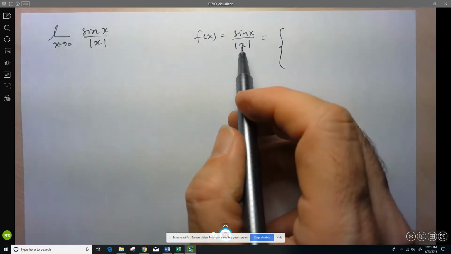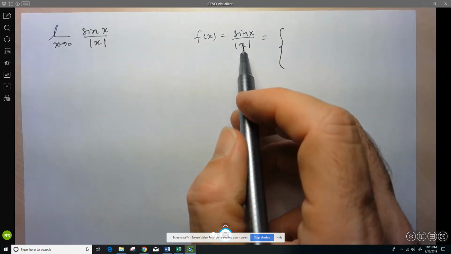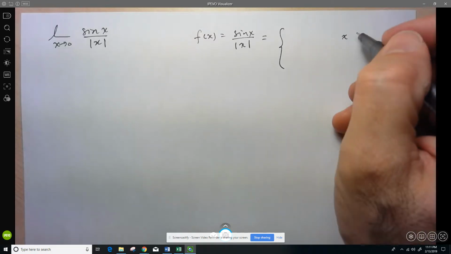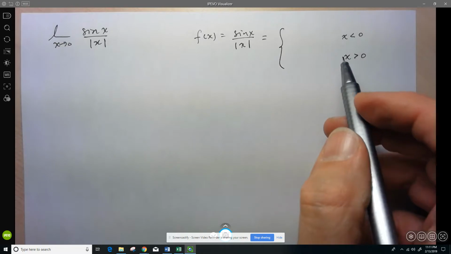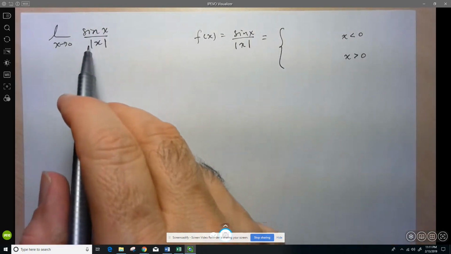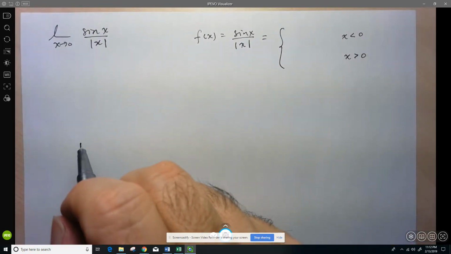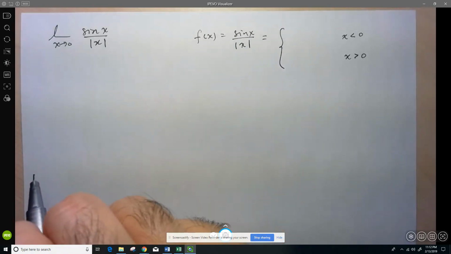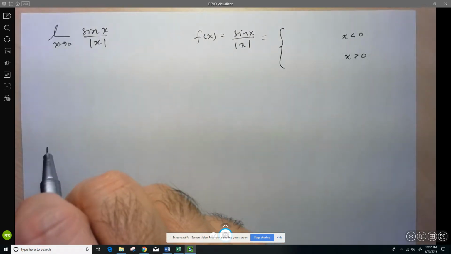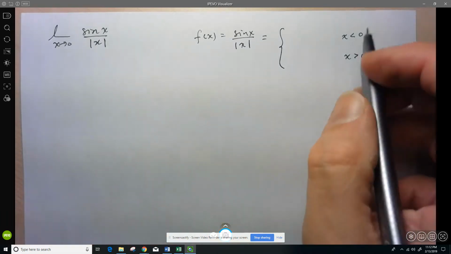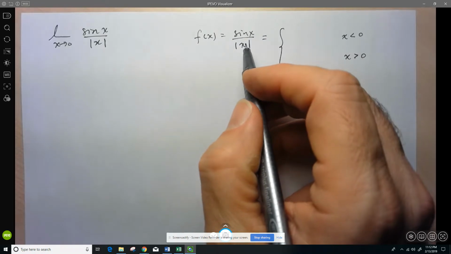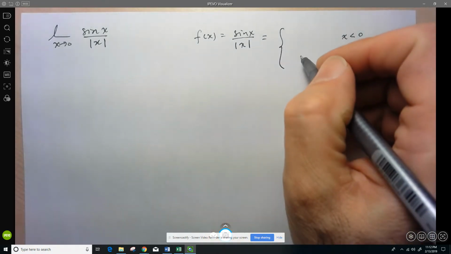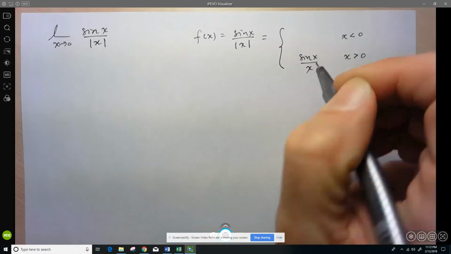All right, so the value at which this changes from positive to negative is 0. So that's why I'm going to split it up as x less than 0 and x greater than 0. Now notice I don't bother with x equals 0 because this expression is not defined at x equals 0, which of course doesn't change the fact that I can still take a limit possibly. All right, so when x is greater than 0, the absolute value has no effect on the expression inside. So this is just going to be sine x over x.